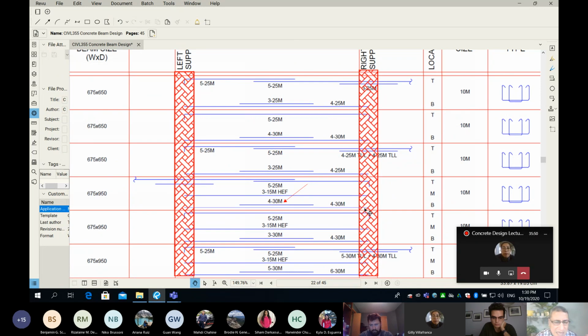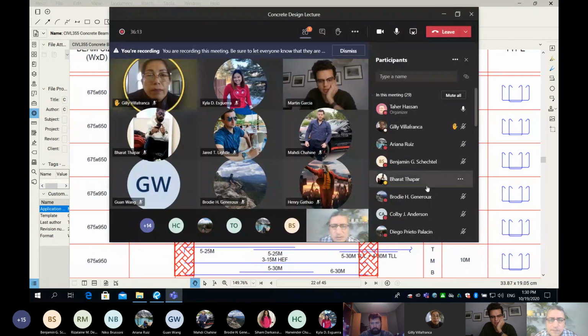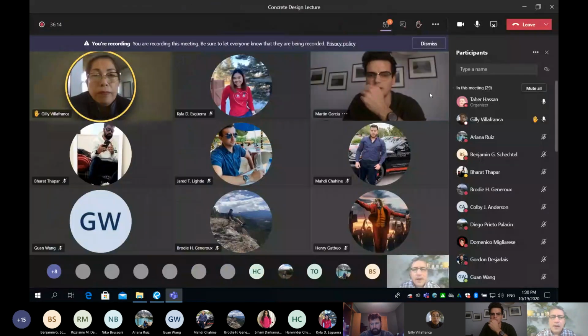Can anybody in this class tell me why we do that? You can see from the picture there are 4 bars of 30M that extend all the way from column to column, while there are some additional 30M bars that don't keep going all the way to the support, rather stopping somewhere here and somewhere here. Does it make sense? Would it be because of a greater bending moment in the middle?